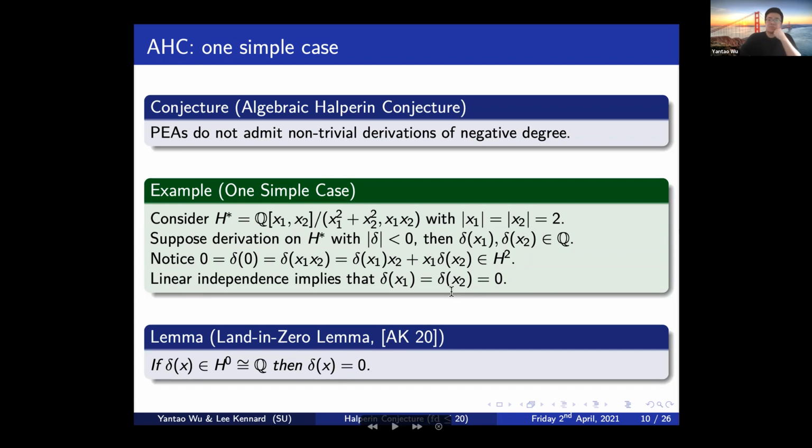So in general, we have a general property that is a lemma in Emma and Tina's recent paper. It is showing that if delta has degree 0, then delta itself must be 0. So this example is just one special case.